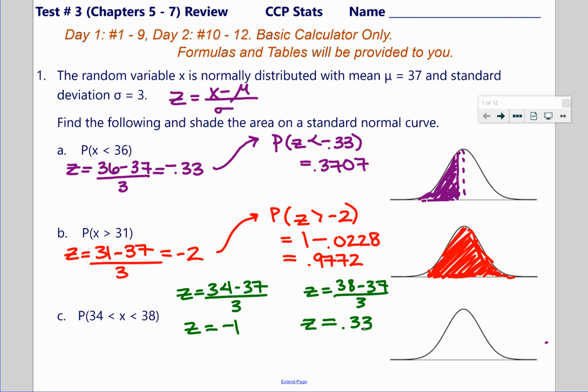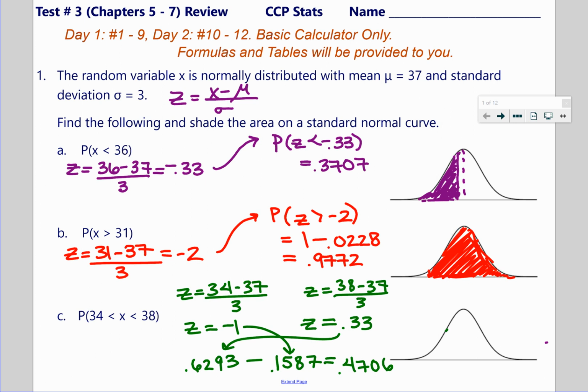is 0.6293, and -1 is 0.1587. And again, just larger minus smaller will give you the difference, the area between. 0.6293 minus 0.1587, 0.4706 is going to be the probability, or the area between.